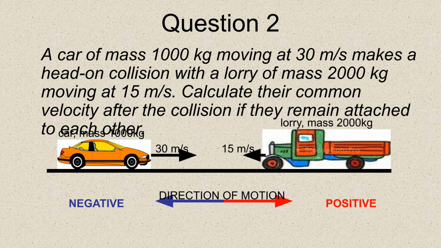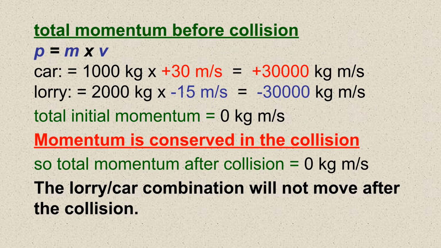Question 2. A 1,000 kilogram car at 30 meters per second collides head-on with a 2,000 kilogram lorry at 15 meters per second. They remain attached. Calculate their common velocity. The car's momentum is positive 30,000 kilogram meters per second. The lorry's momentum is negative 30,000 kilogram meters per second. The total initial momentum is 0 kilogram meters per second. Since momentum is conserved, the combined vehicle will not move after the collision.